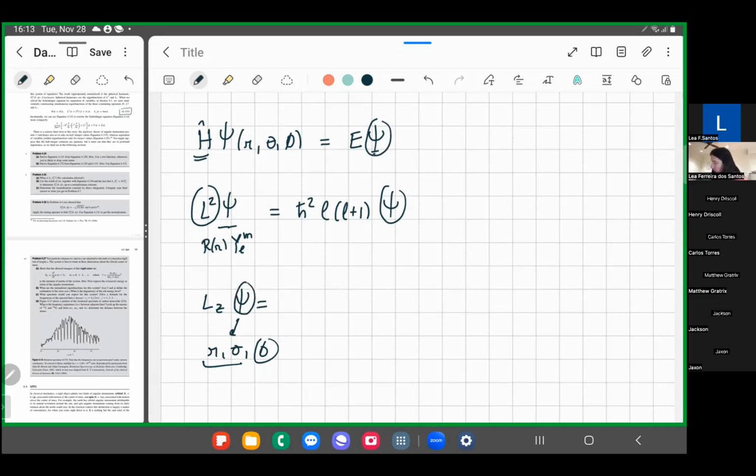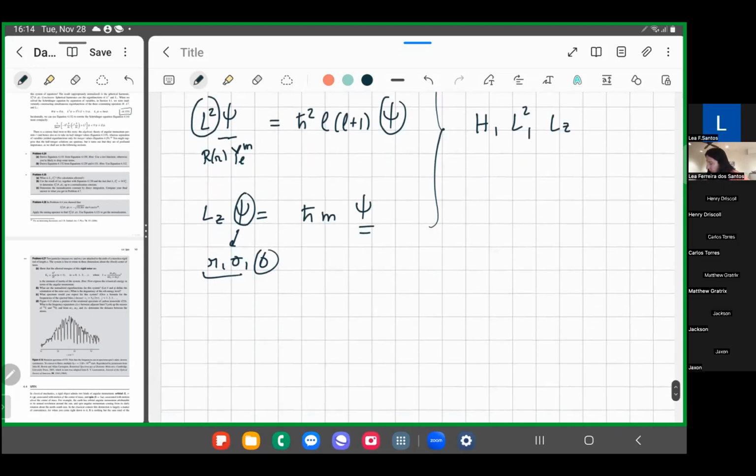So the wave function is also an eigenfunction of Lz with eigenvalue h bar m. The conclusion is that the Hamiltonian, the total angular momentum, and the angular momentum Lz are all compatible. They all commute, and therefore they all share the same eigenfunction, which is the solution of this time-independent Schrödinger equation. And that's the end of the story for test 3.